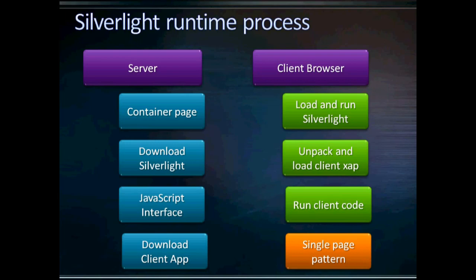Okay, so once you've downloaded everything, the client browser loads and runs Silverlight, and so the browser's running the actual Silverlight code itself, and then it's going to unpack and load the client XAP file. It's got a startup page and some startup things you're going to do, and it starts running the client code, and this is important, the best way to program in Silverlight is a single page pattern. And you're going, what do you mean? Well, we don't want to have different addresses with different pieces of code, because every time you're doing it, you start this whole process over.